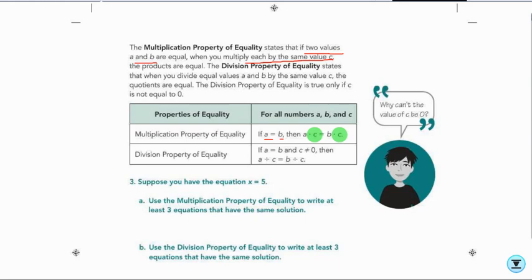And the division property is similar. If I have A and B, and those are the same number, and then I take them and I multiply them times C, or divide them, I'm going to get the same thing. So for example, if I had 2, which is equal to 2, and then I take them and multiply times 3, then both of these answers will be equal to 6, and they're both the same.